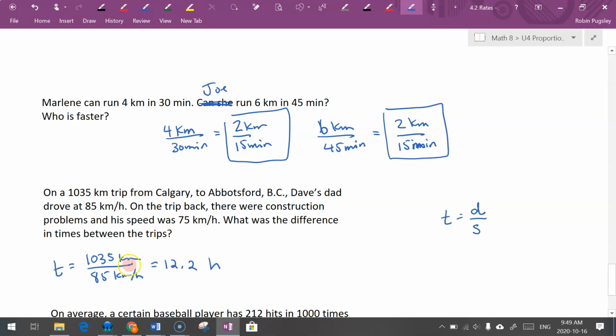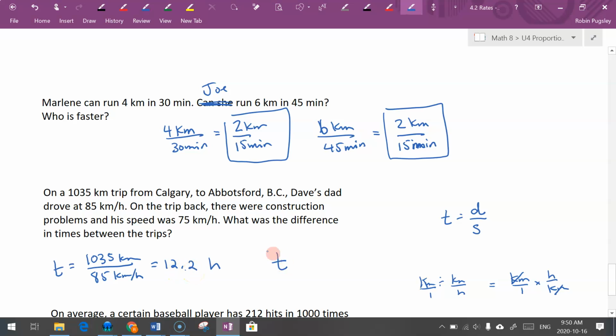Why do the kilometers cancel out? Because if you have kilometers and you're dividing by kilometers per hour, it's the same thing as multiplying by the reciprocal. So you have kilometers multiplied by hours per kilometer. If you take the reciprocal of the units, you can see how my kilometers cancel out and we're left with hours. All right, so 12.2 hours, okay?